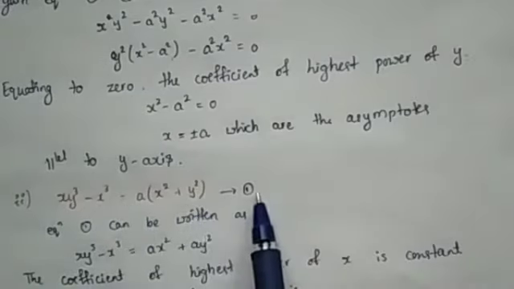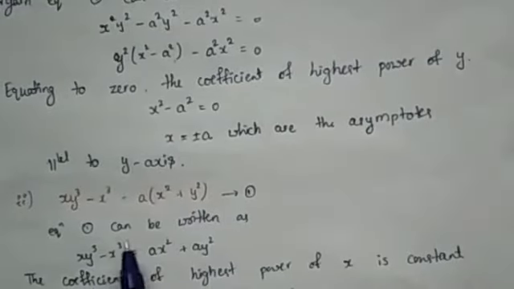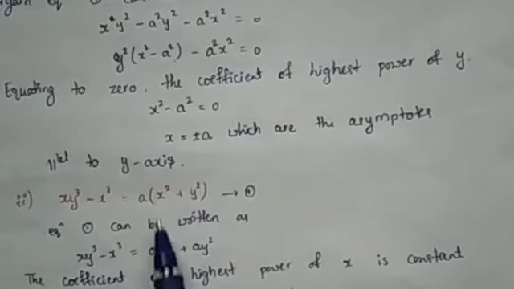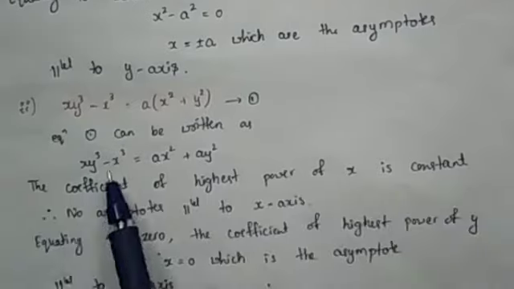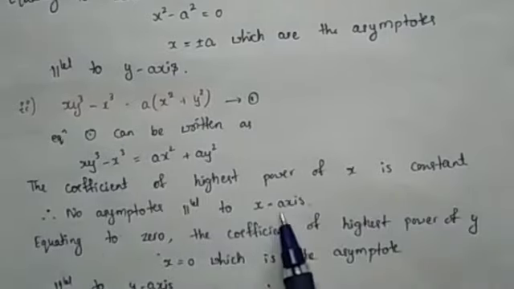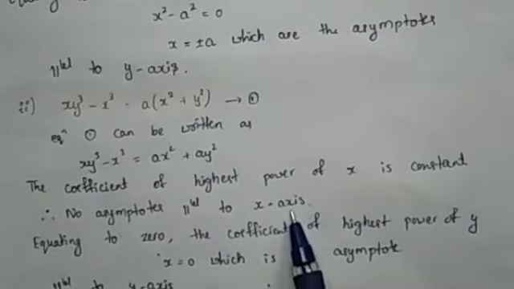Okay, next: x y cube minus x cube is equal to a into x square plus y square. First you write down the equation, then equation 1 can be written as x y cube minus x cube is equal to a x square plus a y square. First look here, the coefficient of highest power of x is constant. The highest power of x is x cube and its coefficient is minus 1. Minus 1 is a constant value, so there are no asymptotes parallel to the x axis.